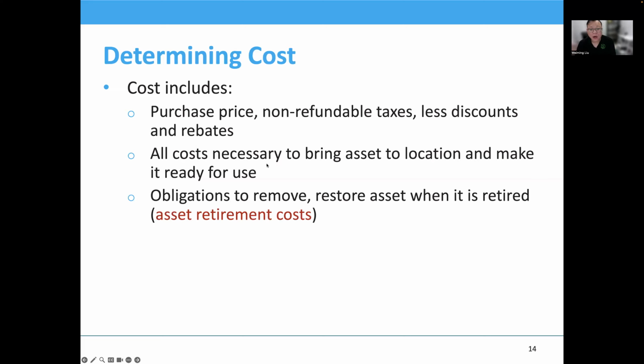And all costs necessary to bring the asset to location and make it ready for use, okay? So this is very interesting. Think about a university. They have equipment, like a projector, that we use for the classroom. Now when the university records these projectors, what cost are they going to record? Well, for sure, they paid for it, so you include that purchase price.